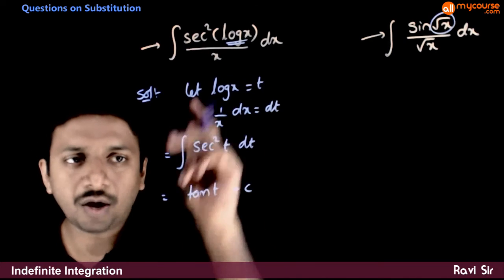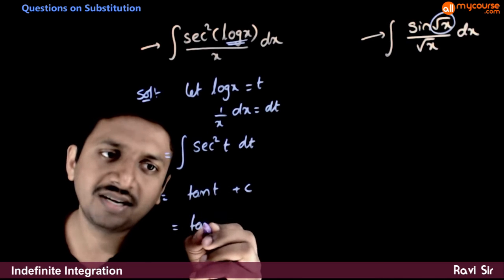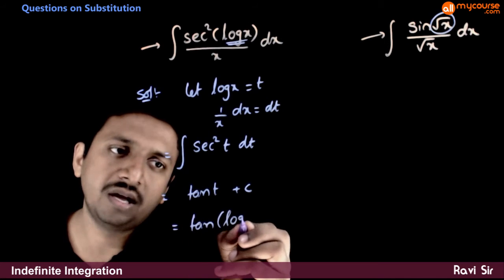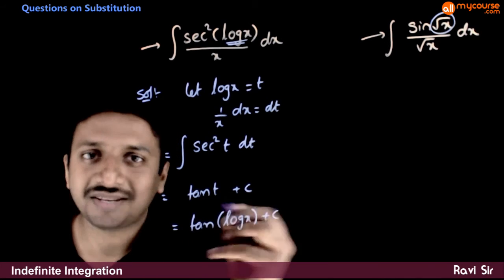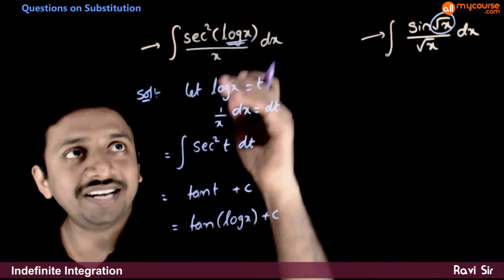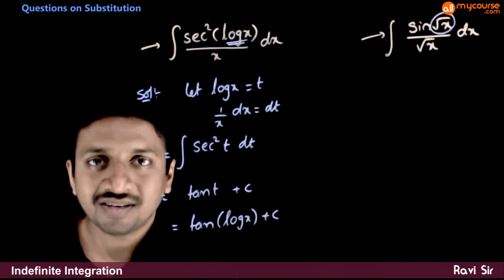Once the integration is completed, you can do the back substitution. This t is nothing but log x. The answer is tan of log x plus c. So the integration of this is this.